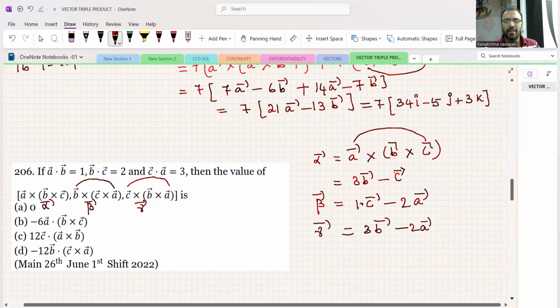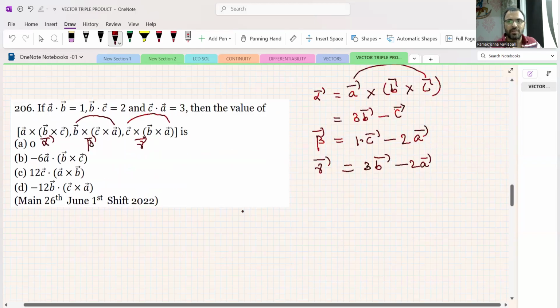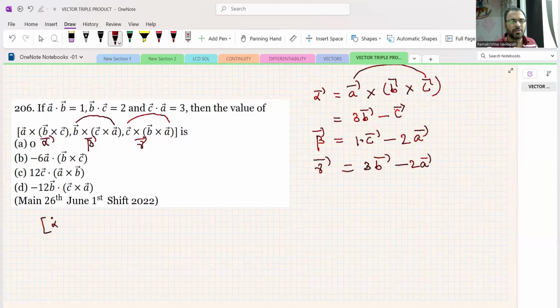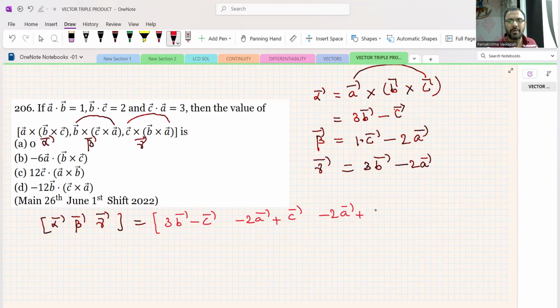All right. We are asking for the box of this one. So what is the box of alpha, beta, gamma? So this box of alpha bar, beta bar, gamma bar is equal to, I'll write that this is nothing but the box of 3B bar minus C bar, minus 2A bar plus C bar, and minus 2A bar plus 3B bar.